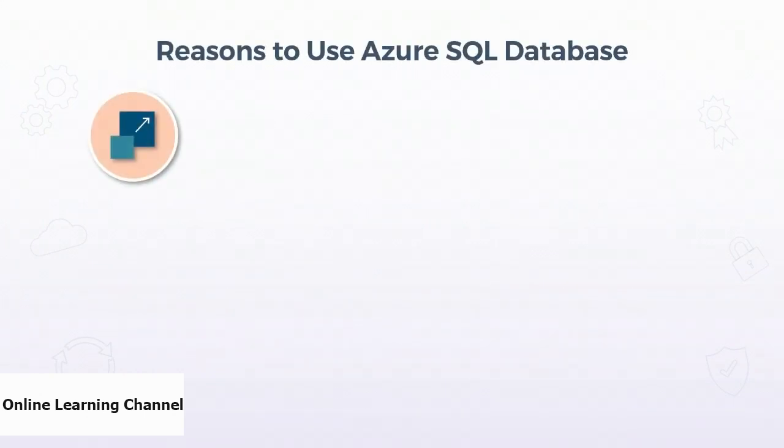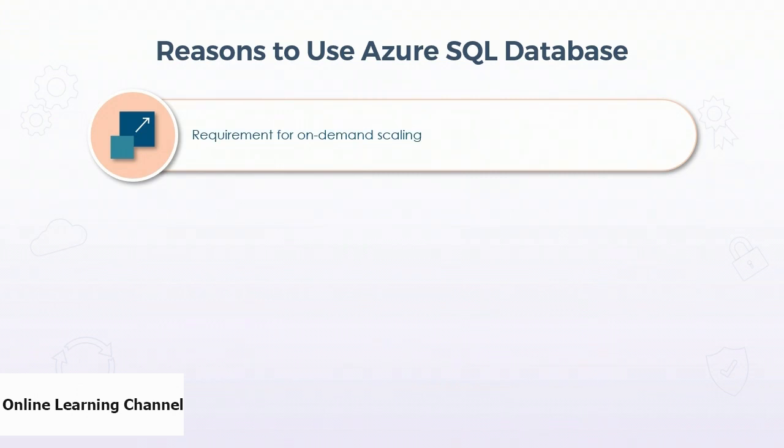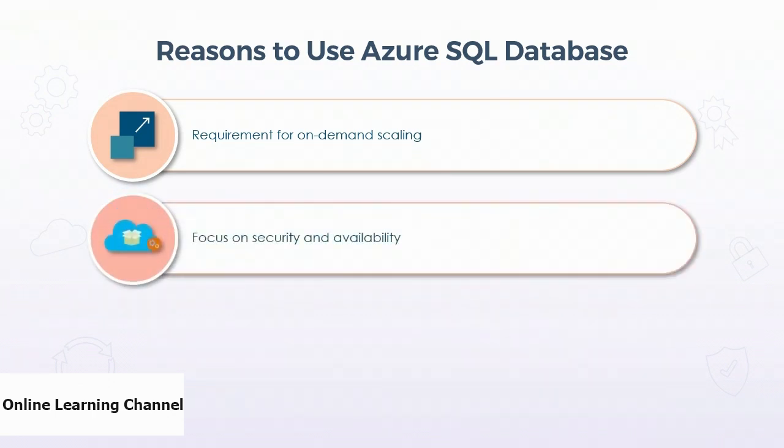So why Azure SQL? Why would you choose to use this database over any other? Well, one reason you'd choose Azure SQL is in cases where you have a requirement for on-demand scaling. As your database interactions increase, you'll want your database to be able to keep up with that demand, and Azure SQL can absolutely do that. You'll also want to use Azure SQL if you have a particular focus on security and availability.